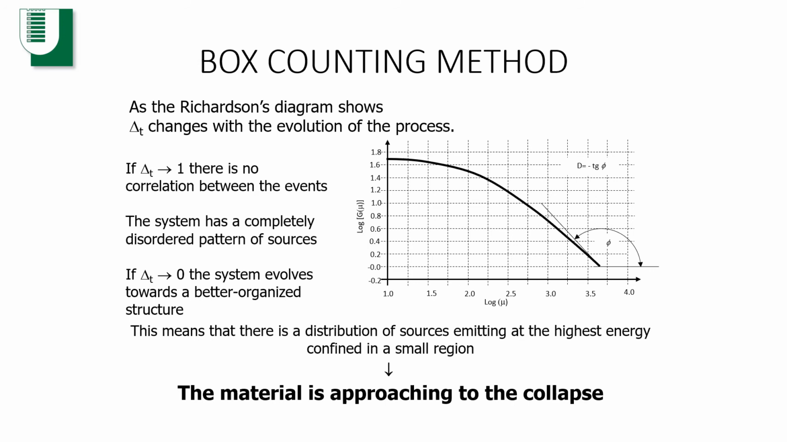The Richardson diagram shows how the fractal dimension changes with the evolution of the process. If the fractal dimension is 1, there is no correlation between the events, and then the system has a completely disordered pattern of sources. As the fractal dimension lowers, the system evolves toward a better organized structure, and when it is null, it is perfectly ordered. From the damaging process point of view, this means that the sources of acoustic emission are appearing all around the defect that approaches the collapse.